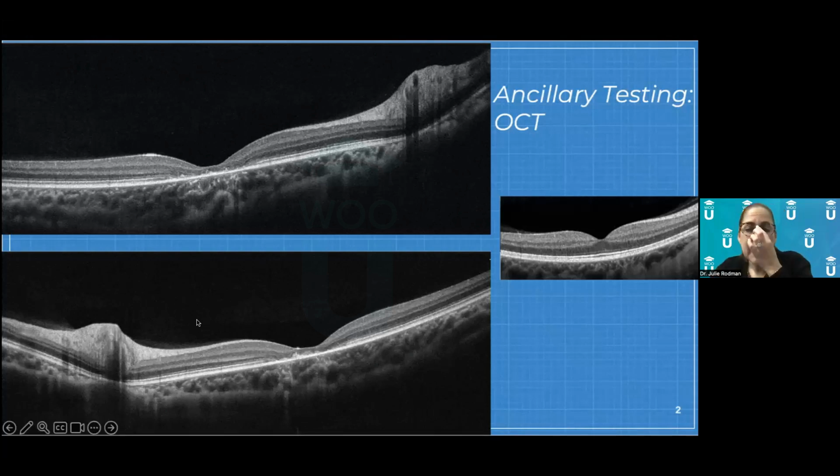In the left eye, it had a similar appearance. You can see that the neurosensory retina is very attenuated. There's only a few little pieces left there. And again, the photoreceptors are missing from here to here. So this correlates with that bullseye maculopathy appearance that she was presenting with. But the question is, is this cone dystrophy?